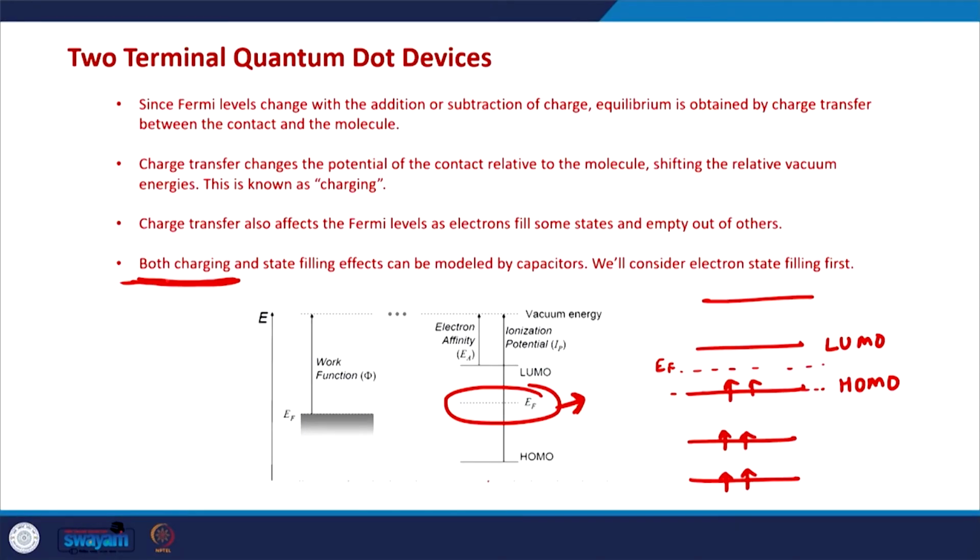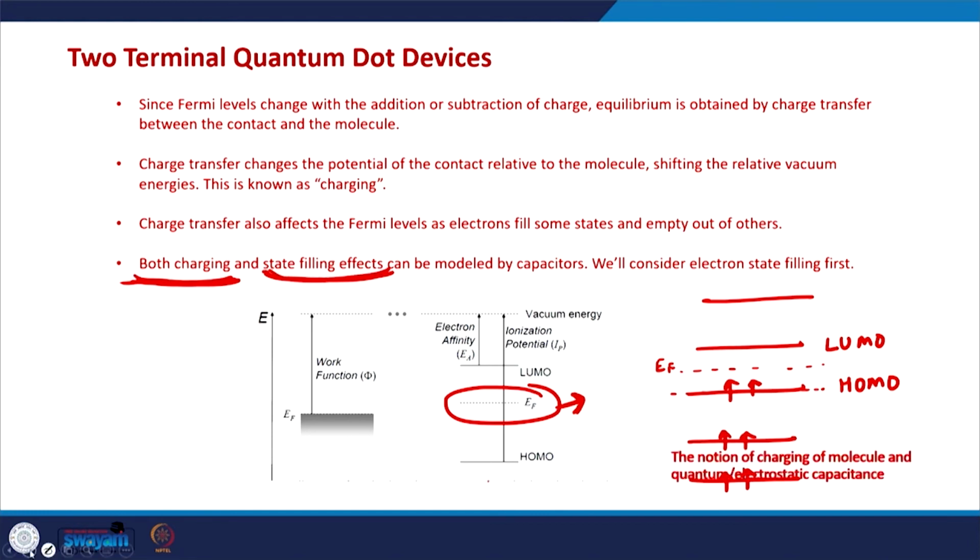One is because of the charging, the electrostatic effect, and second is because of the number effect, which is known as the state filling effect. If we fill this HOMO state, this Fermi level changes significantly, even if there is no applied voltage in the system. So, these are termed as charging effect and state filling effect.